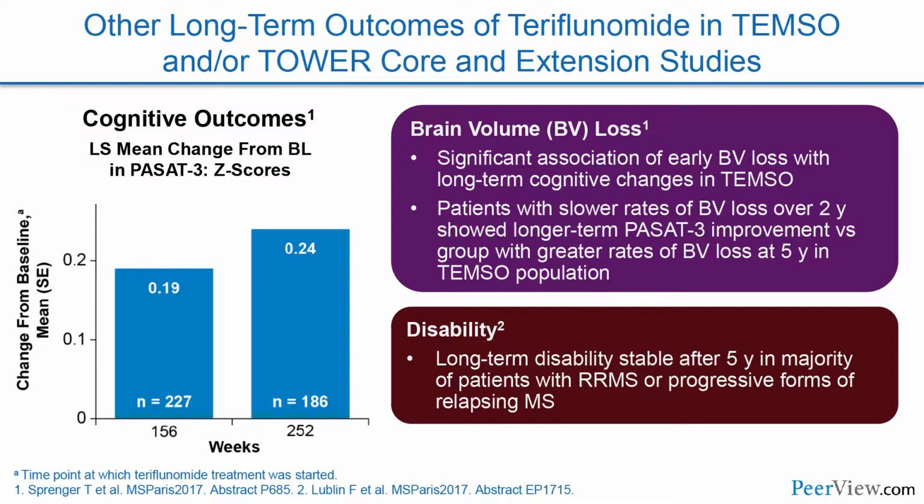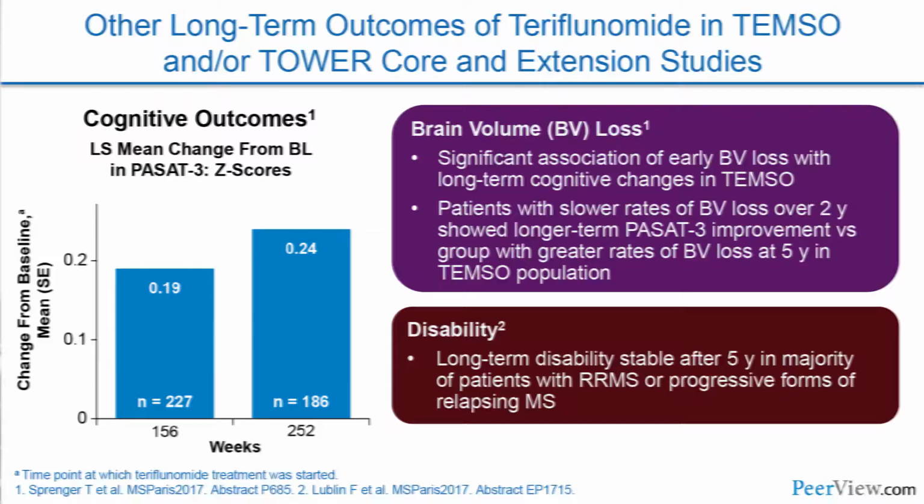Slower rates of brain volume loss over 2 years were associated with longer-term PASAT-3 improvements versus the group with greater rates of brain volume loss at 5 years in the TEMSO population, core plus extension, regardless of the treatment allocation. Lastly, new data from the TOPIC core and extension studies were also presented. In the Phase 3 TOPIC trial, teriflunomide significantly reduced the risk of conversion to clinically definite MS in patients after experiencing their first clinically isolated syndrome suggestive of possible MS.